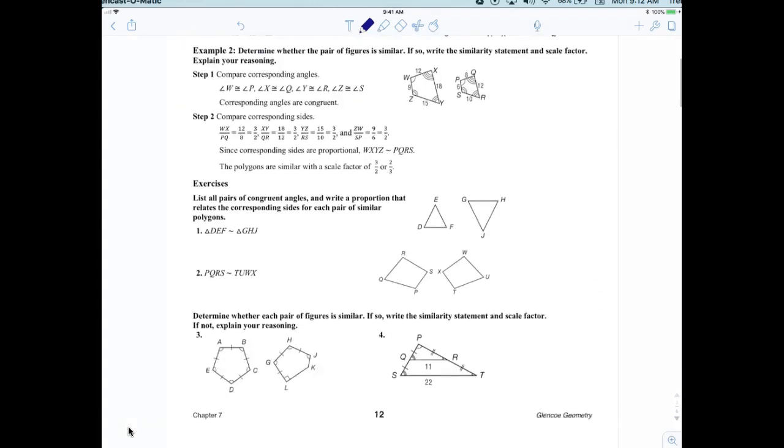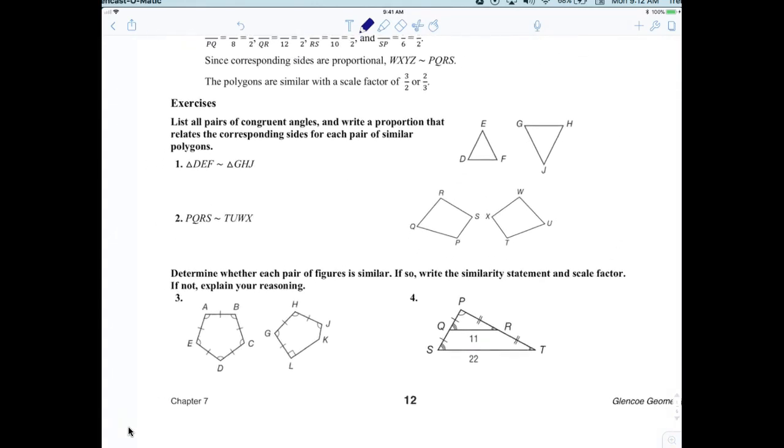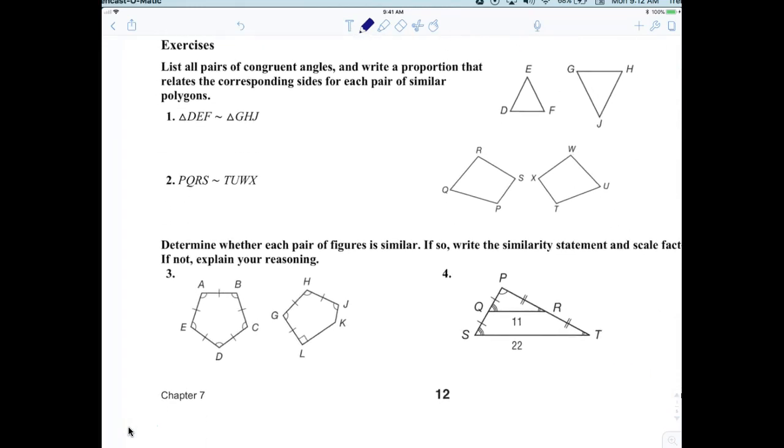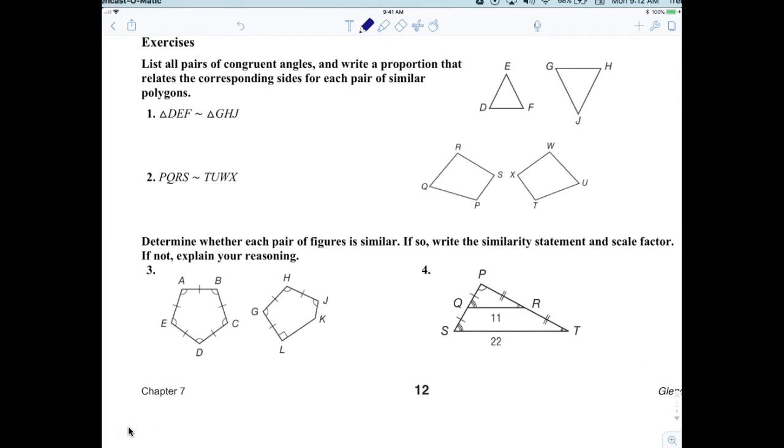So let's look down to see if you understand what I'm saying. Guys, you don't have to waste time. I'm just trying to show you how simple it is. You don't have to write all this out because I think we've already done it in 6th grade. If I say triangle DEF is similar to GHJ, they want you to list the congruent angles. So we would say angle D is congruent to angle G, angle E is congruent to angle H, and angle F is congruent to angle J.